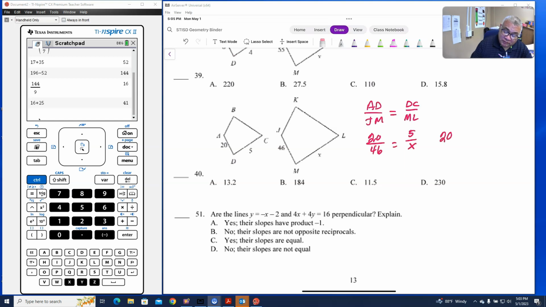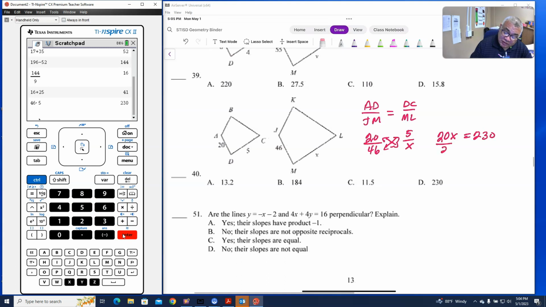So we have 20X, 20 times X, and then you have 46 times 5. So it's 230. To find X, we have to cross multiply. So we have 20 times X and 5 times 46. Divided by 20 from both sides. So your answer is C.